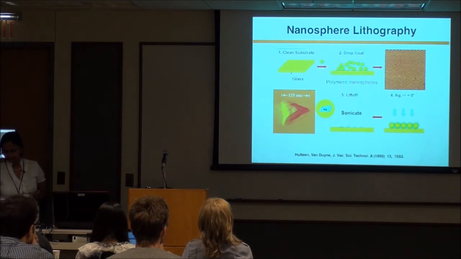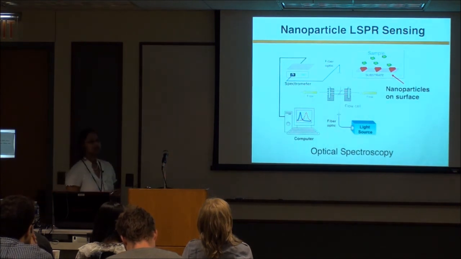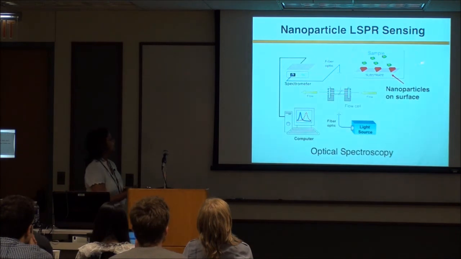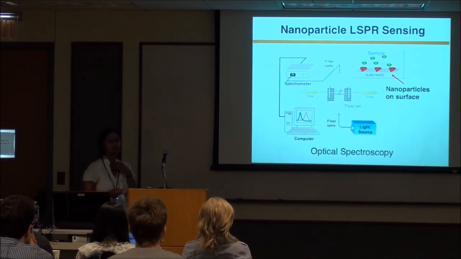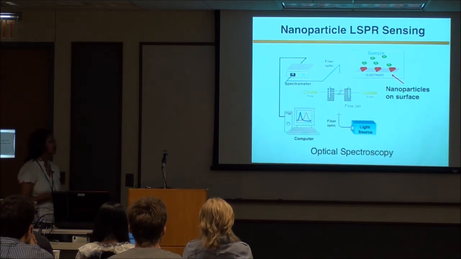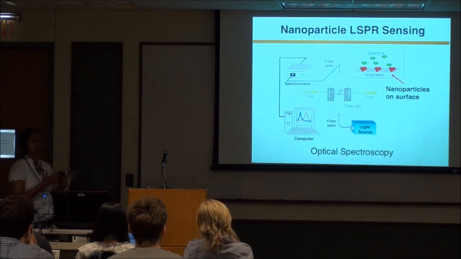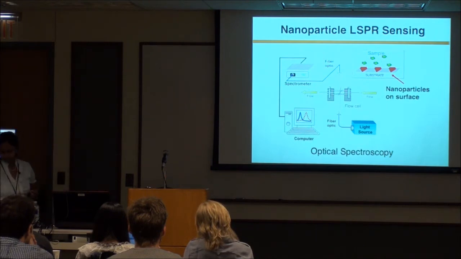The detection method here is very simple. This is the nanosphere LSPR sensing. You can use a simple UV-vis spectrophotometer. This is the nanoparticle substrate, and you can put it in the UV-vis spectrophotometer. You can also measure the scattering using dark field spectroscopy. Initially we have been doing this, and now we are moving to using more dark field spectroscopy.